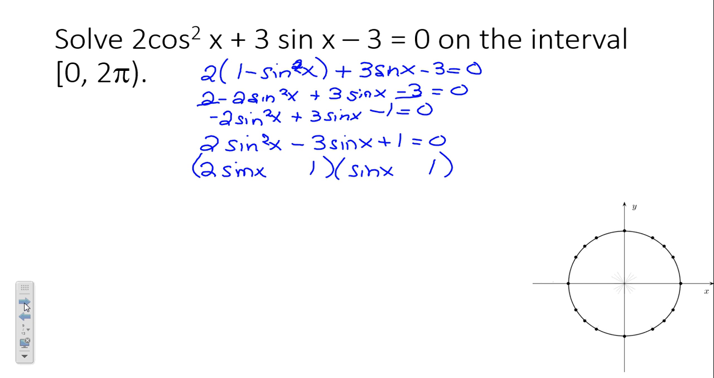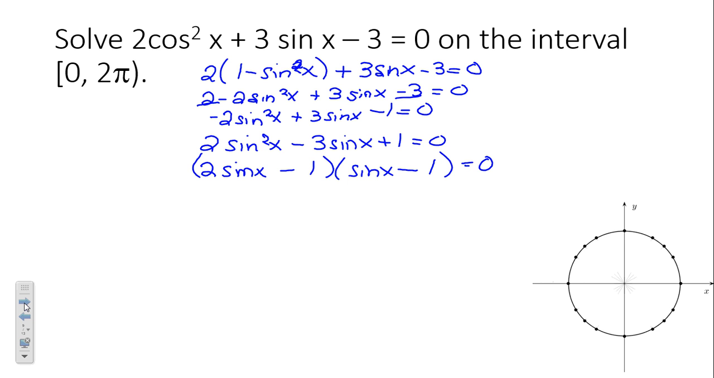And we want them both to be negative, don't we? Because our last terms, negative 1 times negative 1, will get me a positive 1. Outsides will get me a negative 2 sine. Insides gets me a negative 2 sine for a total of a negative 3 sine. Okay? So far, so good? Set this equal to 0.